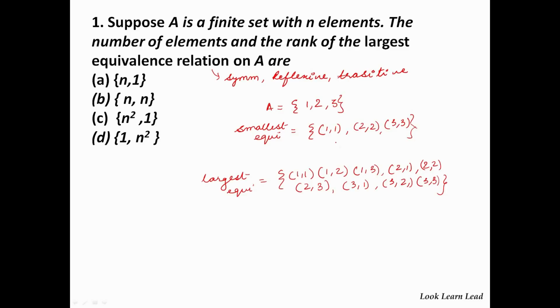For the smallest, it is 1, 2, 3, so the size is n. If the set size is n, we have n elements, so here we have 3 elements. For the smallest, the equivalence relation size is n. For the largest, it is 9, that is n square. So we know our answer is C, because n square is only there. The number of elements in the largest equivalence relation is n square. So the answer is C. Now let us calculate the rank.